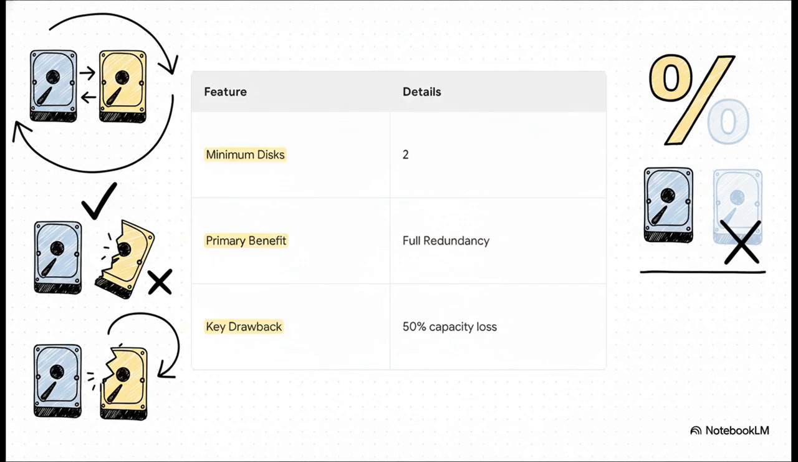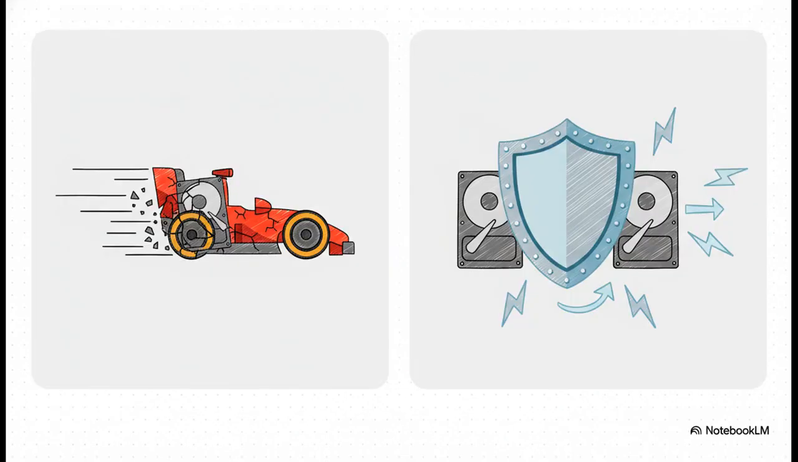You lose 50% of your total storage capacity. So if you have 2 1-terabyte drives, you only get 1 terabyte of usable space. And this, right here, is the fundamental choice you really have to understand for the A+ exam. Do you want speed or do you want safety? RAID 0 gives you that amazing performance, but if one drive fails, everything's gone. RAID 1 gives you a perfect real-time backup, but it's going to cost you half of your total storage.